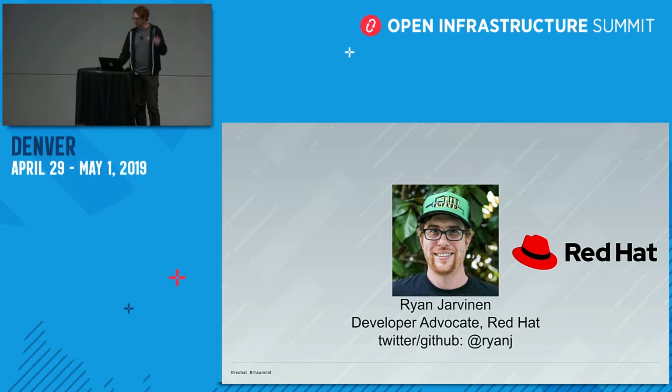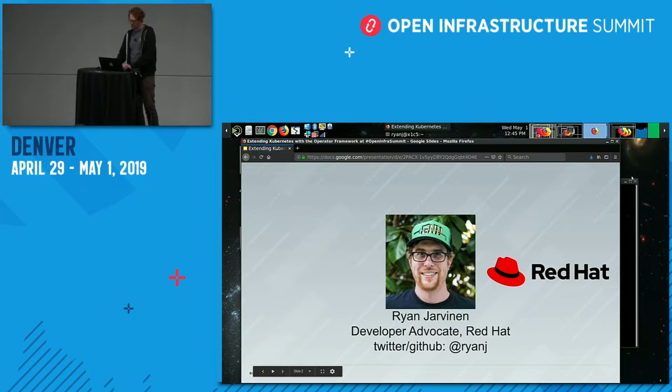So I introduced myself a little bit. I'm Ryan Jarvinen. I'm a developer advocate at Red Hat, and there's supposed to be another graphic on this slide. I'm a little nervous because there's missing images right here, and I'm hoping that the rest of my slides don't have missing images.